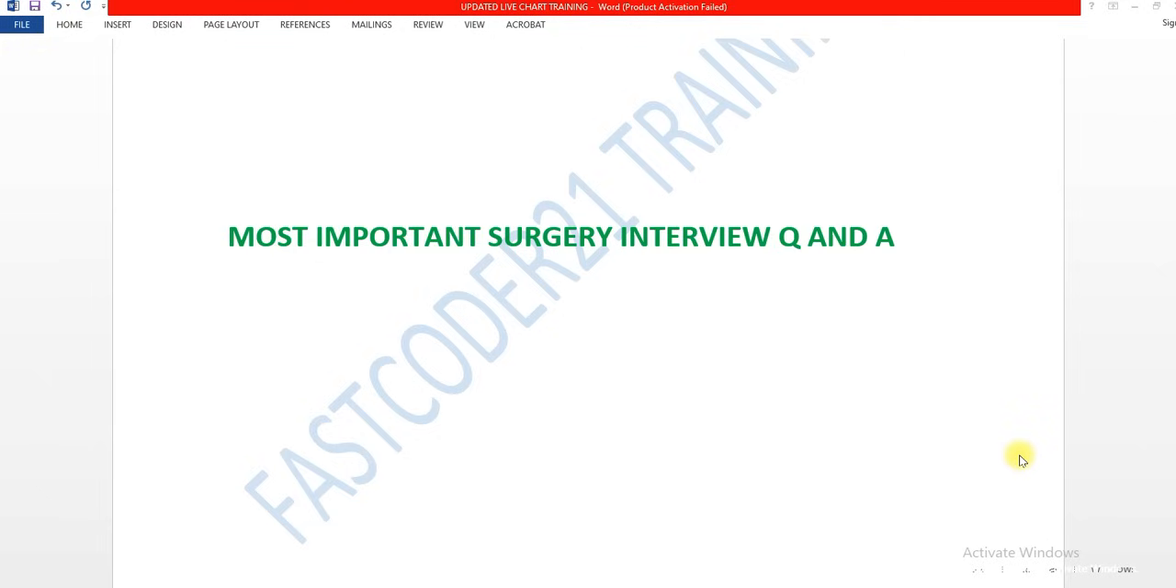This is very important. Morselized means bone graft in the form of powder. Structural means bone graft in the form of a single structure. So that is the difference.